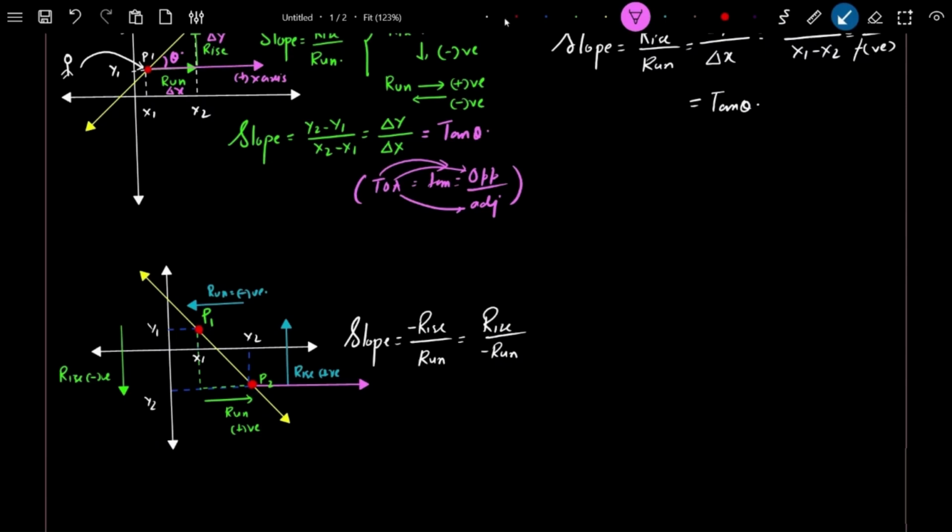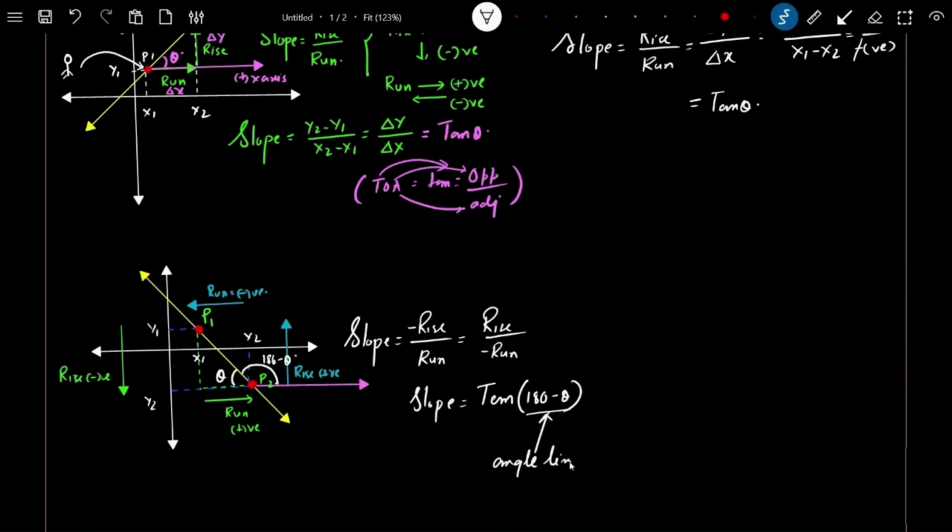Now it is tan of theta, and theta is the angle that the line makes with the positive direction of x-axis. For simplicity, let's assume this as theta, and this is 180 minus theta. So our slope will not be tan theta in this case, it would be tan of 180 minus theta, because we are supposed to take the angle the line makes with the positive x-axis. Now, tan of 180 minus theta is negative of tan theta.